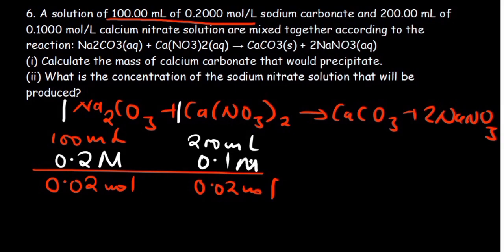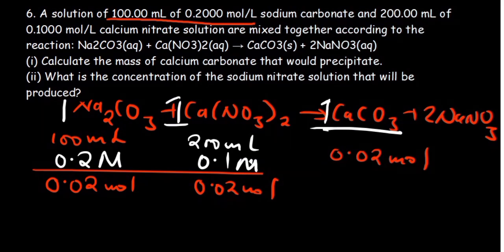The first question says calculate the mass of calcium carbonate that would precipitate. Since we don't have a limiting reagent, we can use either of the two. I can use calcium nitrate. These are in the ratio of 1 to 1, so the number of moles of calcium nitrate is equivalent to the number of moles of calcium carbonate. What is required of us is to determine the molar mass of calcium carbonate, then we'll be able to find the mass.